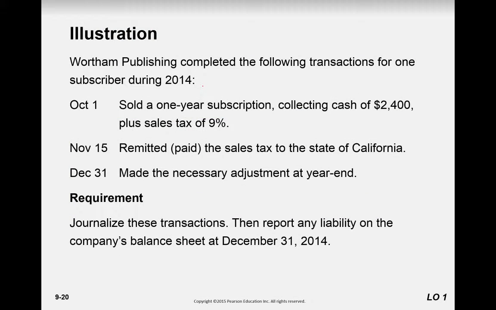So let's work through a problem now. We have that the publishing company completed the following transactions for one subscriber. So we sold a 1-year subscription collecting cash of $2,400, plus we also collected sales tax of 9%. That's a bit high. Then on November 15th, we paid the sales tax to California. And then on December 31st, we made our adjusting entries.